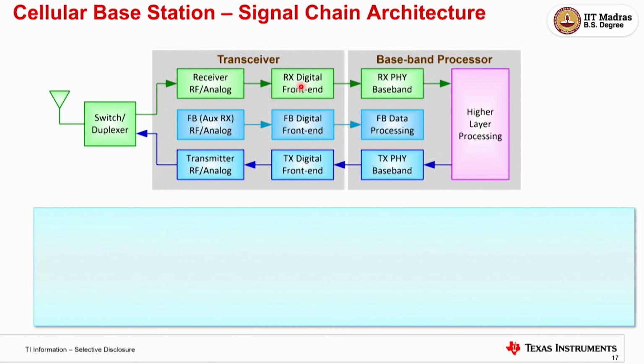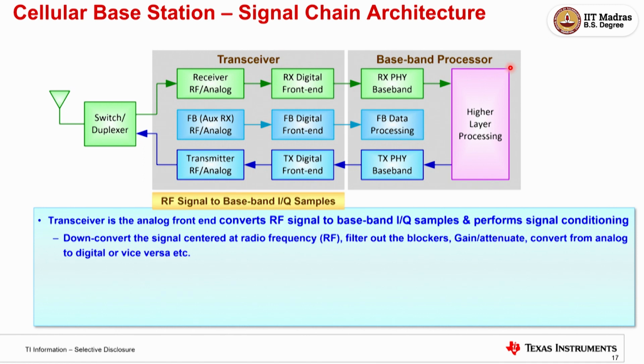Right now let's ignore that. There are two signal chains. You have a receiver, you have a transmitter, and you have two sections, transceiver and baseband, right? We'll see what this is. Transceiver basically is a transmitter and a receiver. That's all, it's a transceiver.